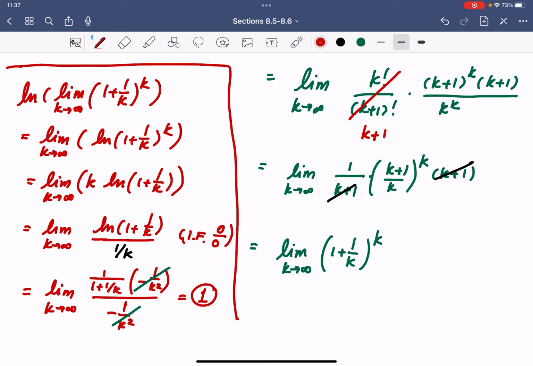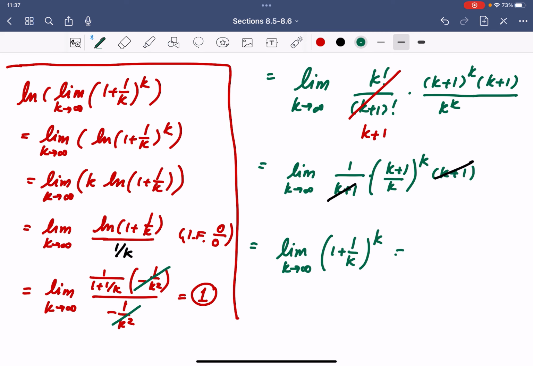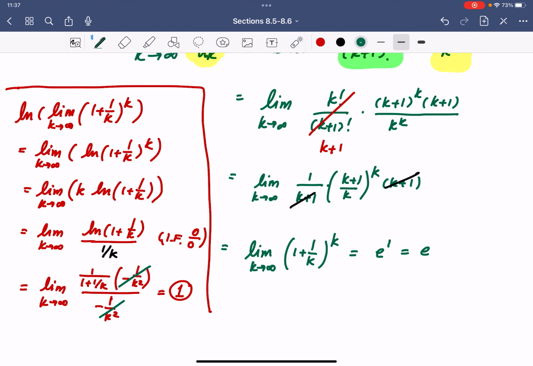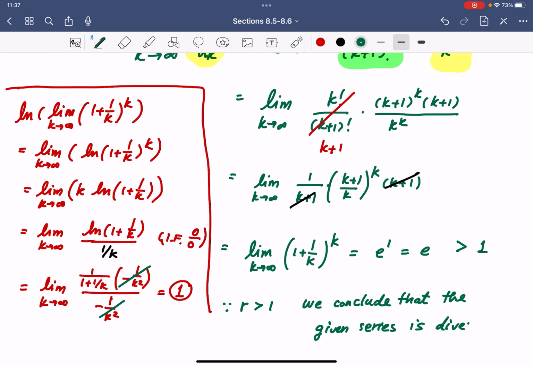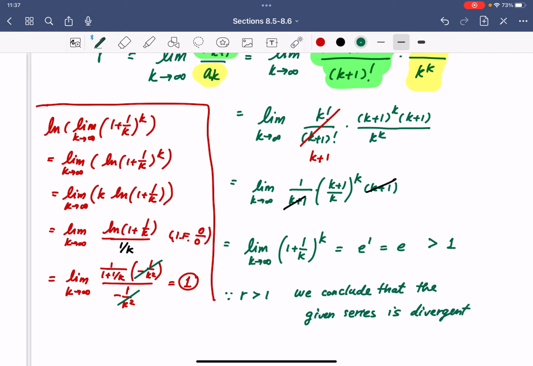So the log of the limit is 1, which means the limit that I wrote in green here should be e to the 1, which is e. And once I get e there, which is bigger than 1, because r is greater than 1, we conclude that the given series is divergent by the ratio test.